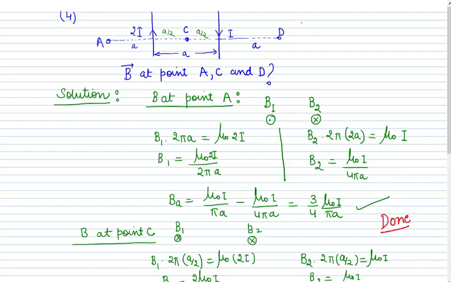And the key point for this numerical is simply Ampere's circuital law. This law is for a closed loop, B dot dl is equal to mu naught I. And if you remember this law, you can solve this very easily. So let us quickly move to the next numerical.